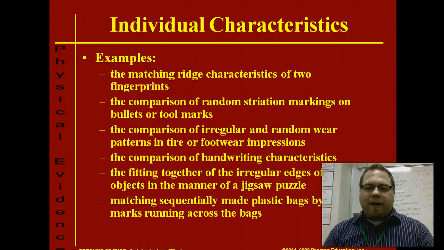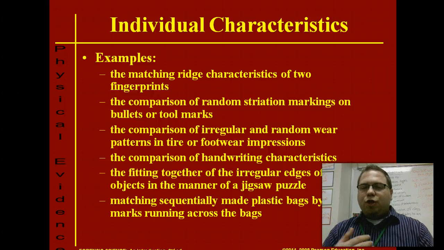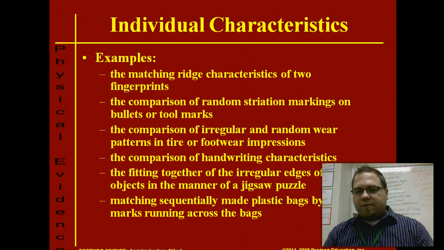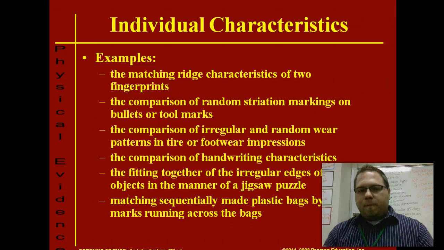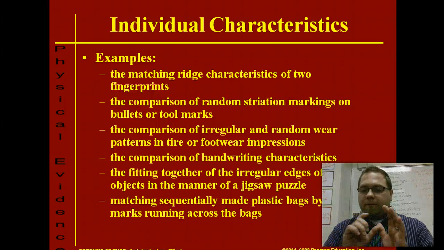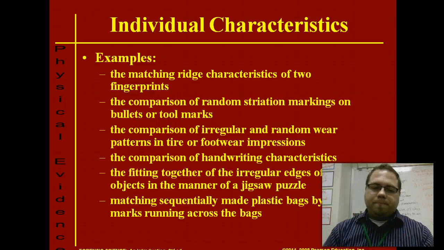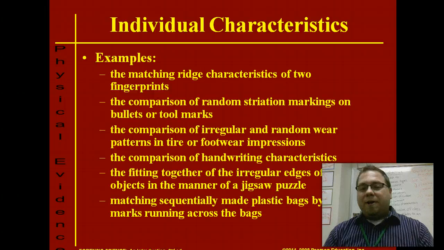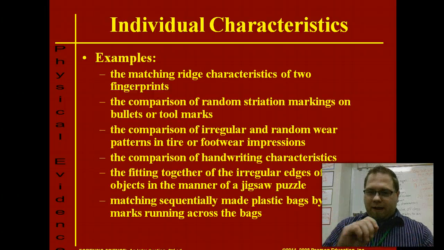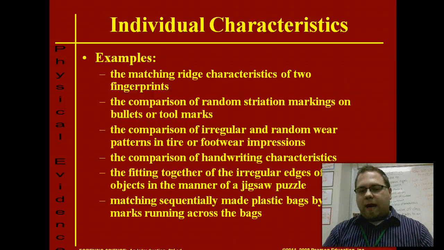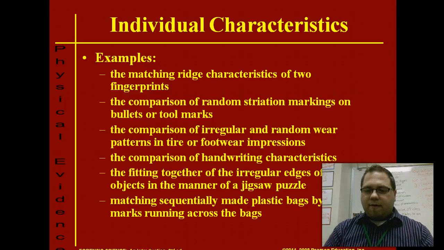Comparison of irregular and random wear patterns in tire or footwear impressions. You walk a certain way, so you wear your shoes out a certain way. If there's a footprint that matches, that becomes an individual characteristic, the actual way that it wears. Not the footwear, but the way that it wears on the shoe. Handwriting characteristics are individual, as long as they're unique to the way that you're writing, but there's some stuff about that that's also class.